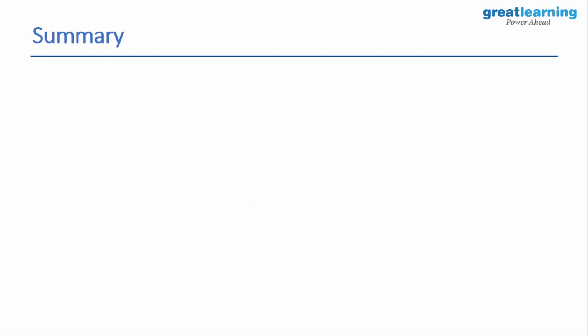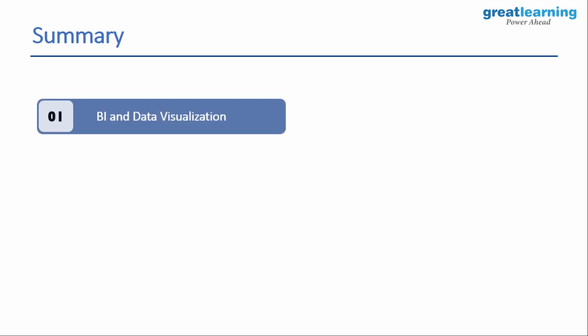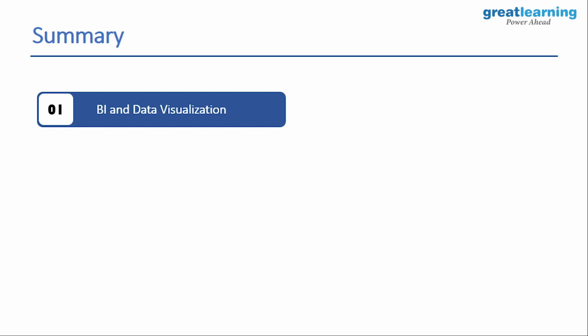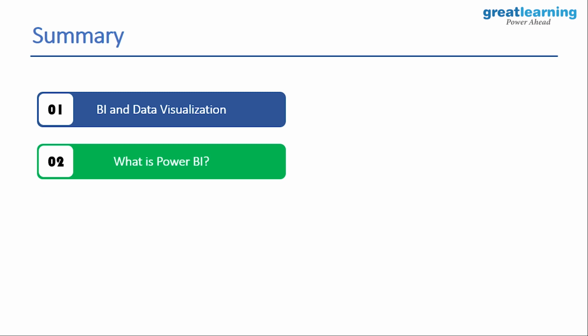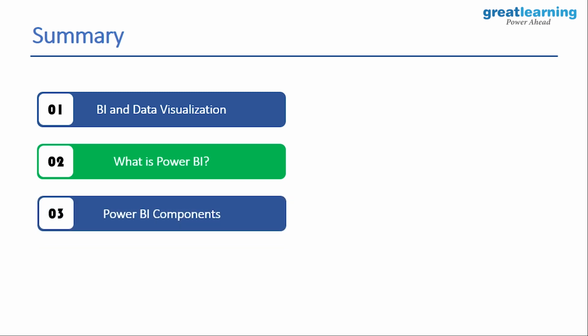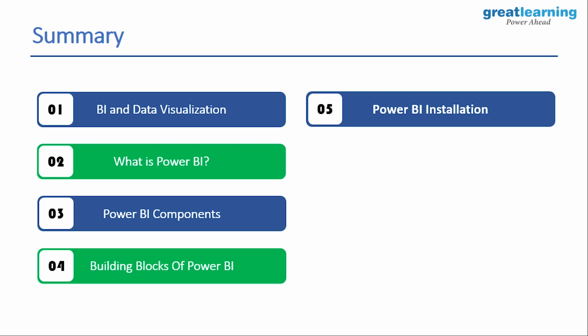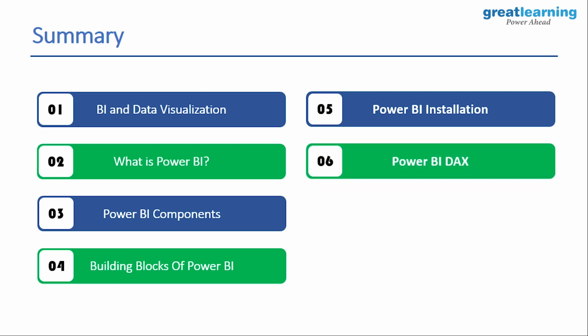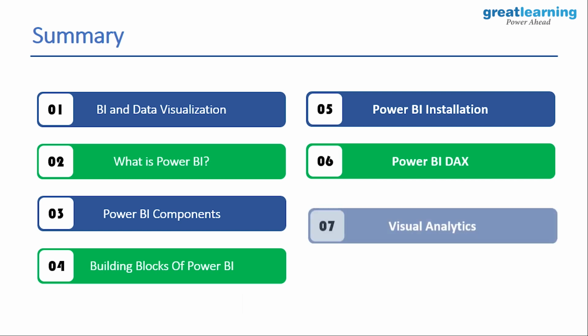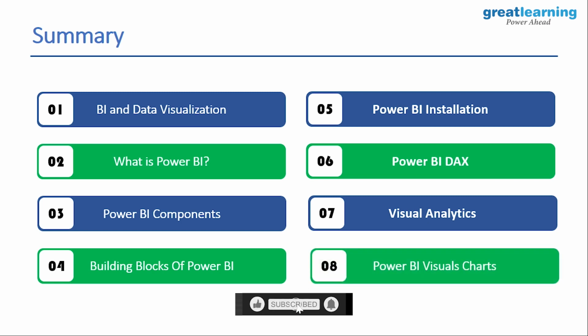As far as this course is concerned, we have come to the end of the course. In this course, we have covered the following pointers. Let me summarize those for you quickly. We started off by understanding BI and data visualization, what it is. We talked about different data visualization tools and Power BI in particular. We talked about Power BI components at our hand. We talked about building blocks of Power BI. Then we discussed how to install Power BI, and we saw Power BI and Tableau interface to some extent. After that, we discussed Power BI DAX, how it works. We talked about visual analytics and different visual charts that we can create using Power BI.